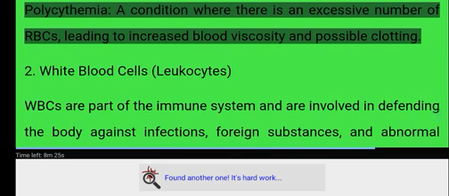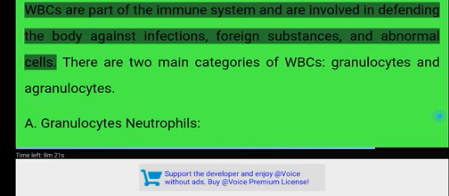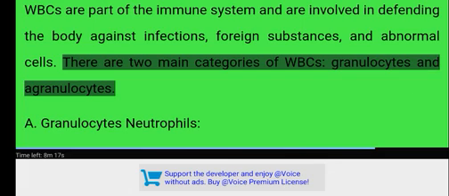Polycythemia, a condition where there is an excessive number of RBCs, leading to increased blood viscosity and possible clotting. 2. White blood cells, leukocytes. WBCs are part of the immune system and are involved in defending the body against infections, foreign substances, and abnormal cells. There are two main categories of WBCs, granulocytes and agranulocytes.